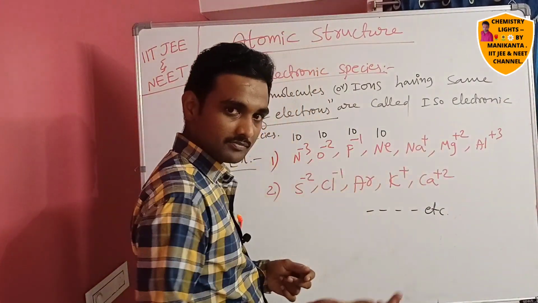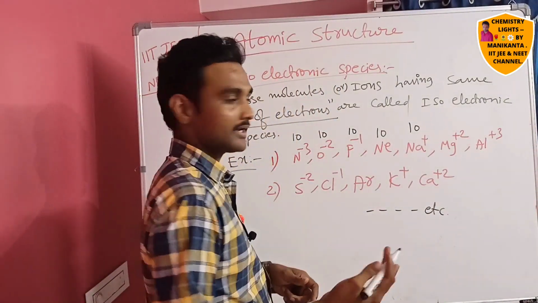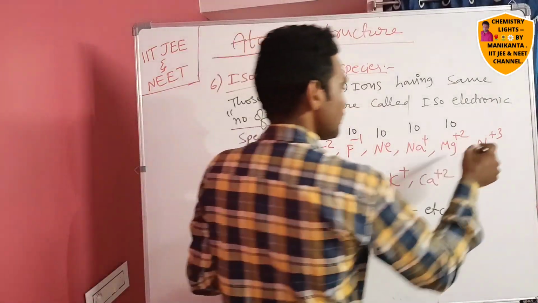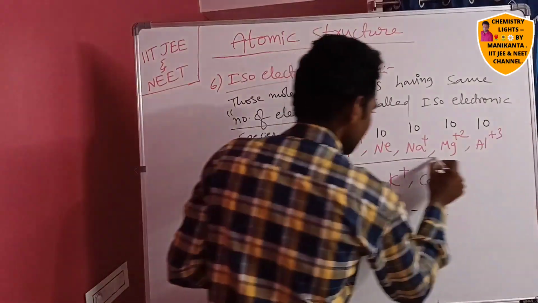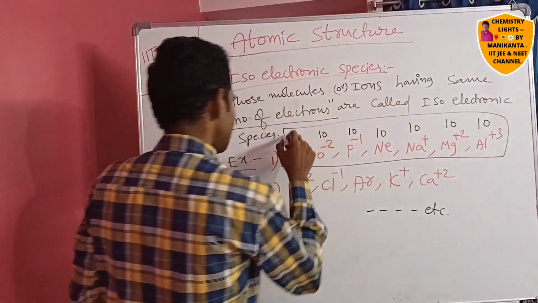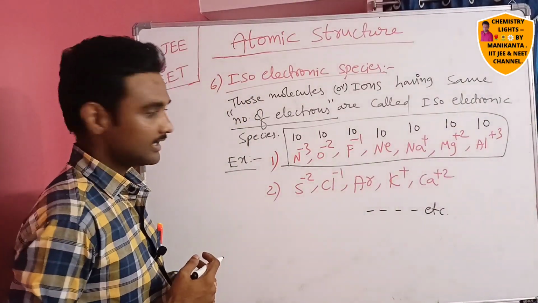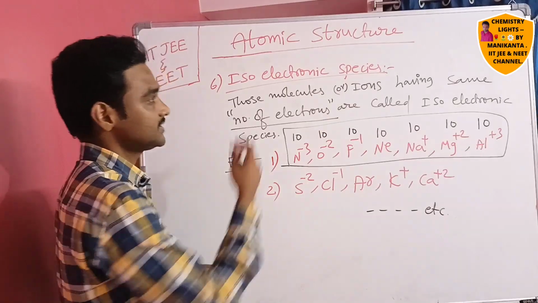Sodium, actually 11 electrons, but it lost 1 electron. So 10 electrons. Magnesium, actually 12 electrons, but it lost 2 electrons. So 10 electrons. Aluminium 13, it lost 3 electrons. 10 electrons. So all these ions having same number of electrons, 10, 10, 10. Okay. Such a type of species are called isoelectronic species.